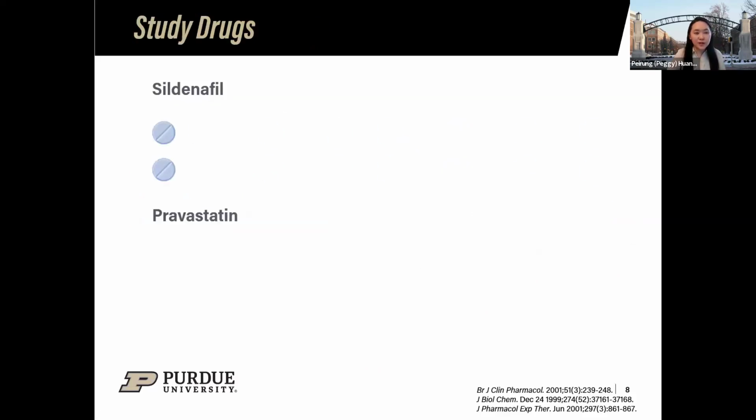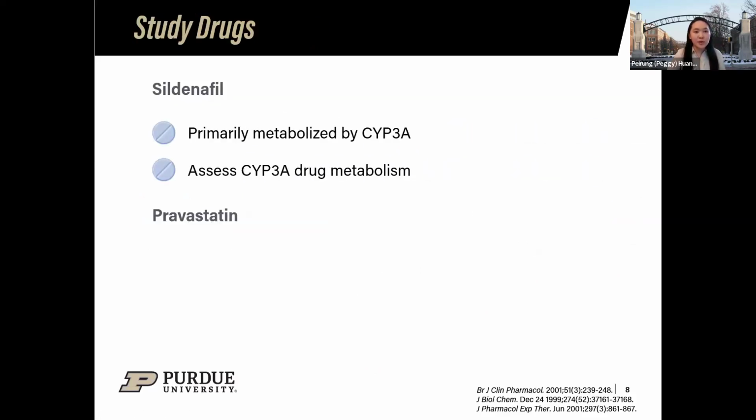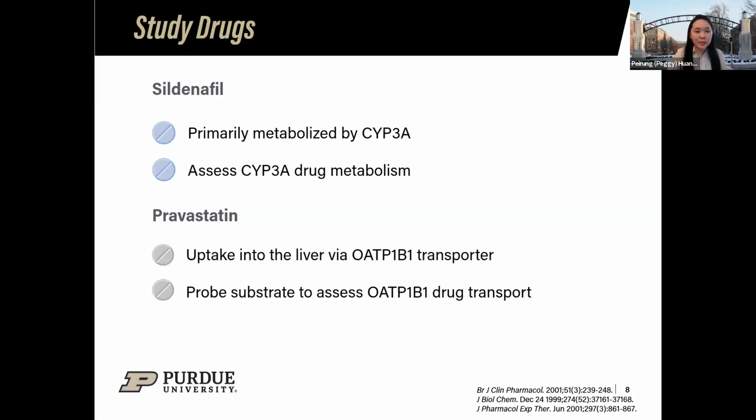Sildenafil was chosen because it's primarily metabolized by the CYP3A enzyme and is used to assess CYP3A drug metabolism. Pravastatin is used in this study because it's primarily taken up into the liver via OATP1B1 transporters and has minimal CYP3A metabolism, and is used as a probe substrate to assess OATP1B1 drug transport.